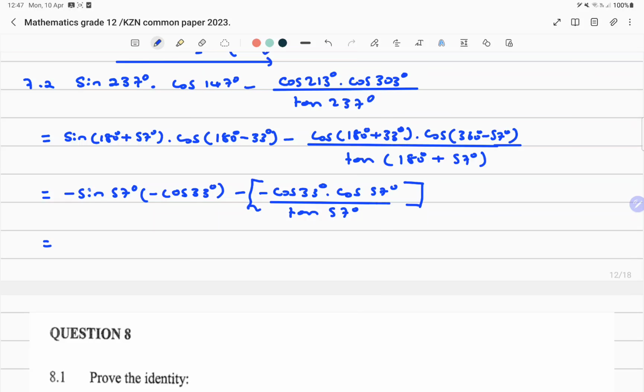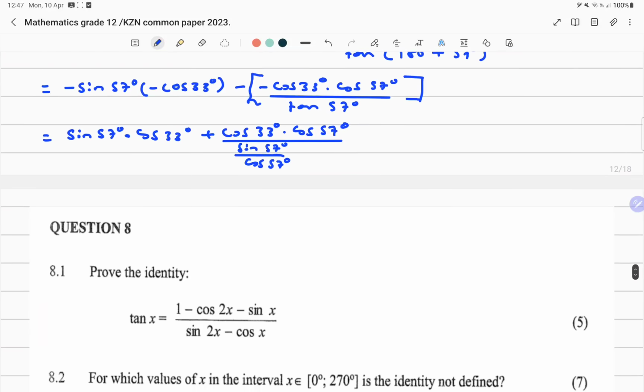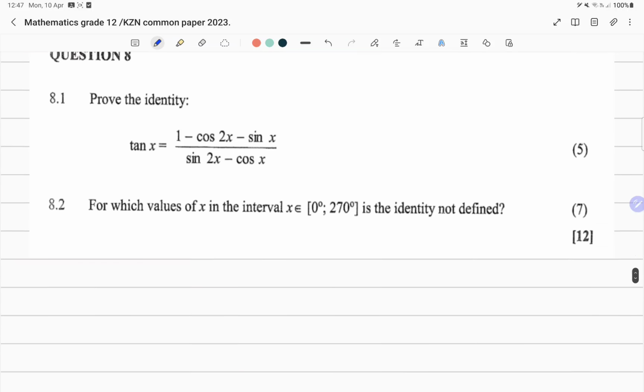Now let's deal with this. A negative times a negative is a positive, so we've got sine 57 degrees cos 33 degrees minus, now remember when you put this one inside it becomes a plus, then we've got cos 33 degrees cos 57 degrees over, now tan can be expressed as sine of 57 degrees divided by cos of 57 degrees. Tan identity. And obviously now when we multiply things out here, I ran out of space. Why did I run out of space now?